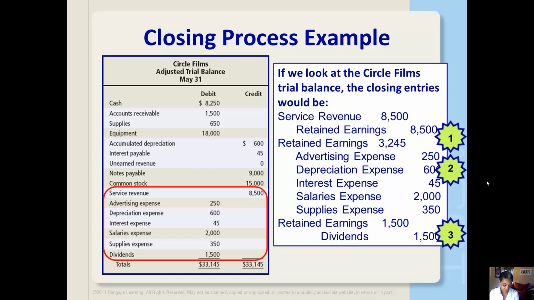The second entry is to decrease the expense accounts to zero balances. The expense accounts are credited and the retained earnings account is debited. And then finally, elimination of the dividends account is accomplished by debiting retained earnings and crediting dividends.